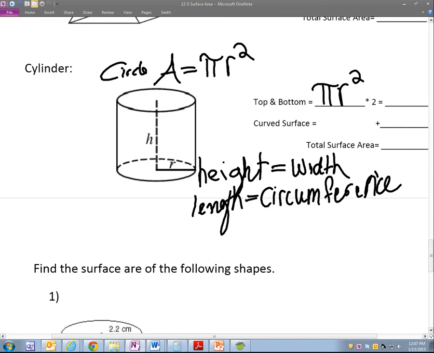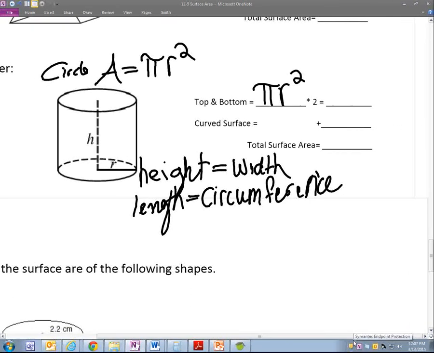So that's the circumference. So I'm going to need to take the height, which equals the width, and the length is the circumference. So curved surface is going to be height multiplied by, how do you find the circumference of a circle? Go for it. Radius. Close.